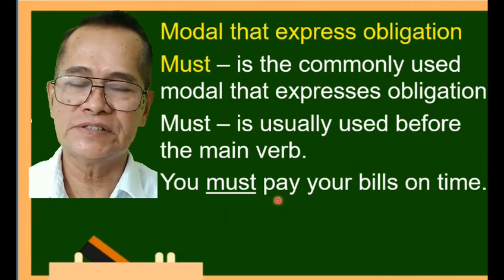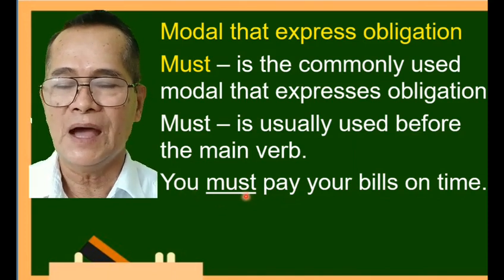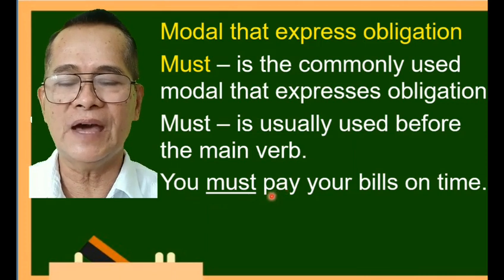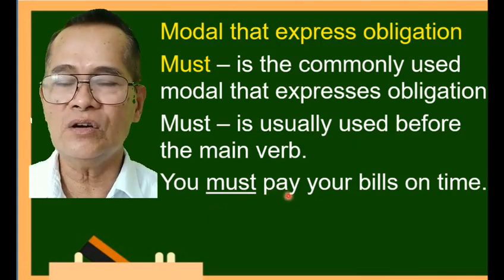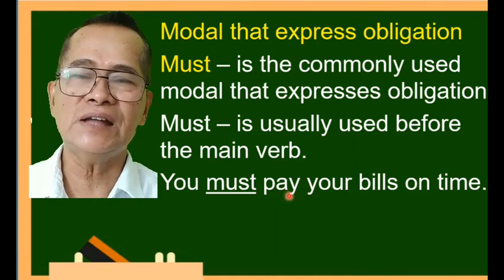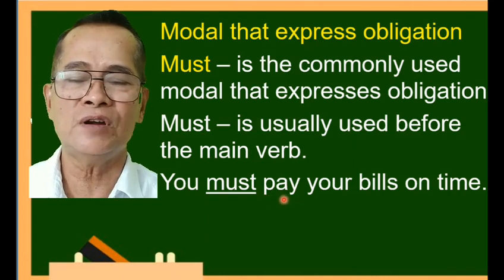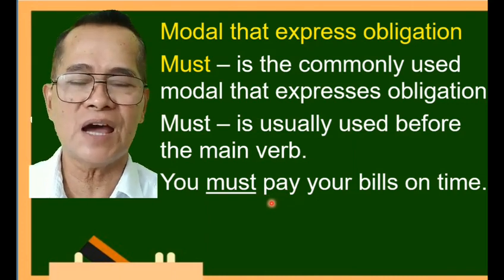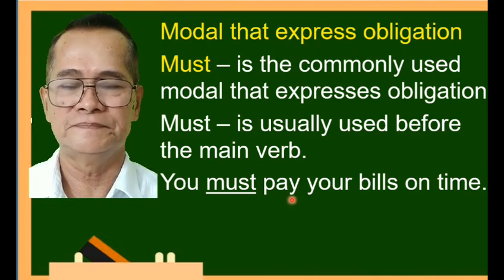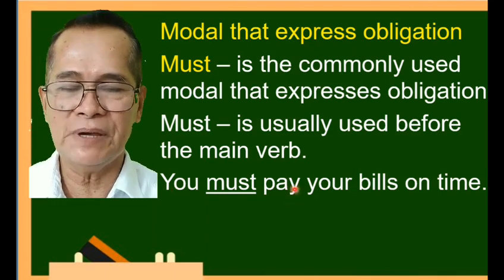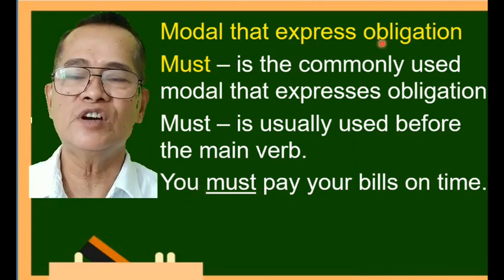We start the sentence with the subject you, followed with the modal must, and then followed with the main verb. Again, this main verb pay has no ed or ing because it is not a present participle or past participle. It is the root word of the main verb, pay. Okay, you must pay your bills on time. It is an idea expressing obligation.